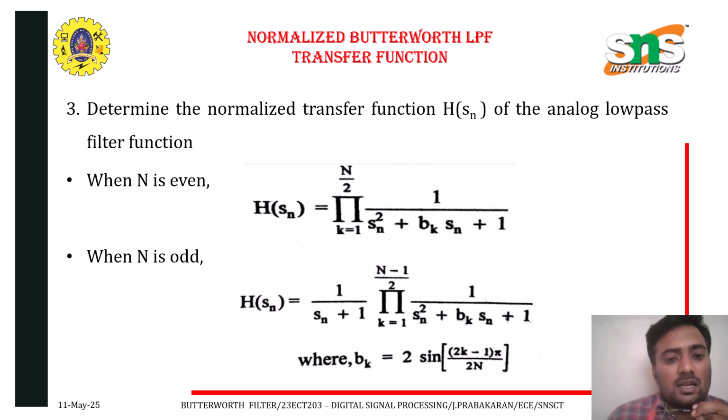Next is the normalized transfer function of the analog low pass filter. When n is even, this is the formula: H of Sn equal to the product for k equal to 1 to n by 2 of 1 divided by (Sn square plus bk Sn plus 1). When n is odd, this is the formula: H of Sn equal to the transfer function equal to 1 divided by (Sn plus 1) times the product for k equal to 1 to (n minus 1) divided by 2 of 1 divided by (Sn square plus bk Sn plus 1).